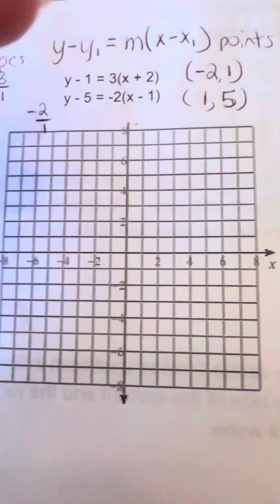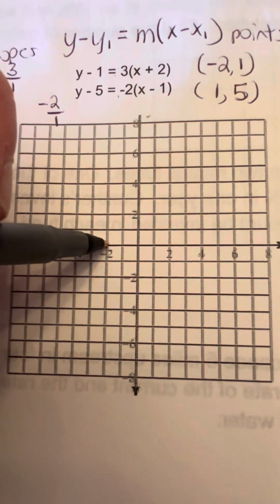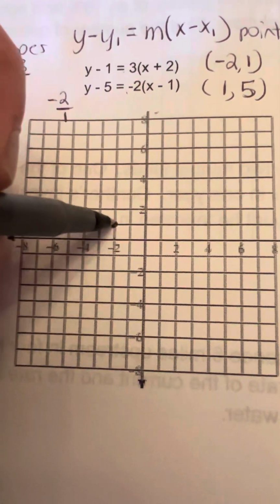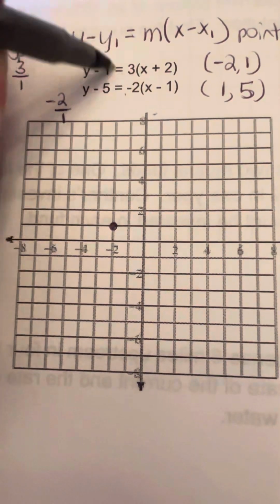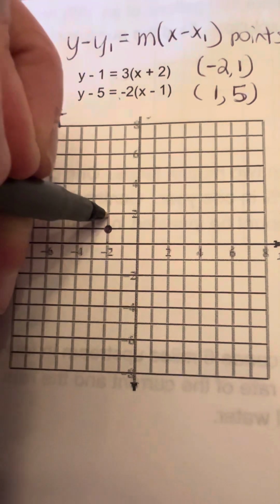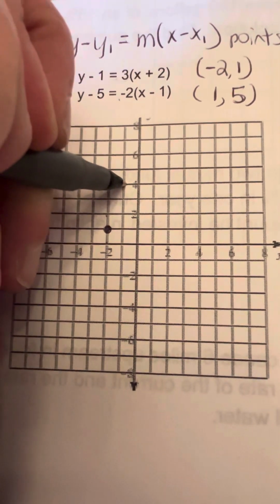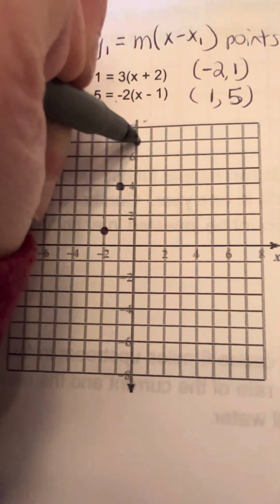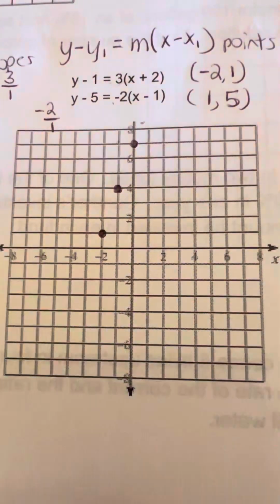My first point is a -2, so we're going to go to the -2 on the x-axis and then a +1, which is up 1 right here. And then we're going to use that slope, which is 3/1. We're going to go up 1, 2, 3, right 1, because those are positive numbers. 1, 2, 3 over 1, and any more will go off of my graph.